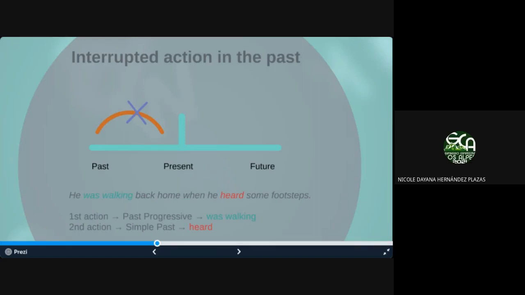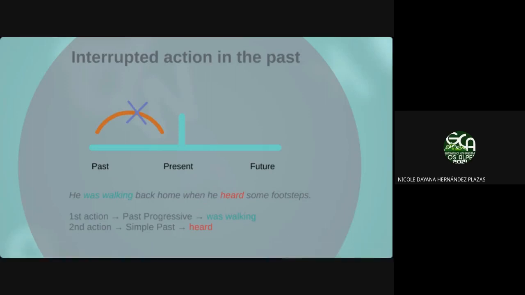And the next part, he heard some footsteps. That's the second action. It is in past simple, and it's the fact he heard. This action is shorter than this action. Can you see? This action interrupts this action. And how do you know that one action is interrupting the other one? Because look at this. You have when. How do you know? Because you have a when.